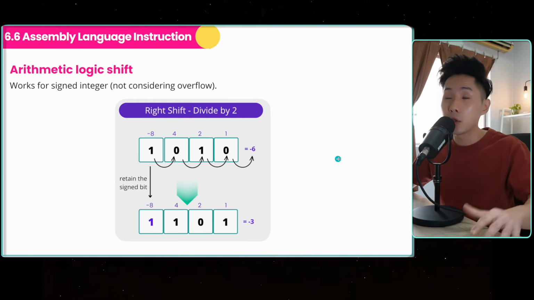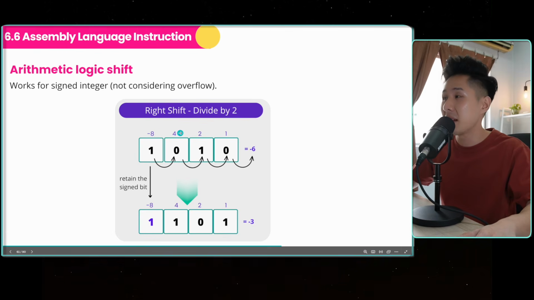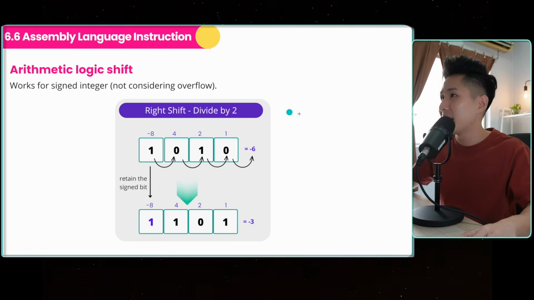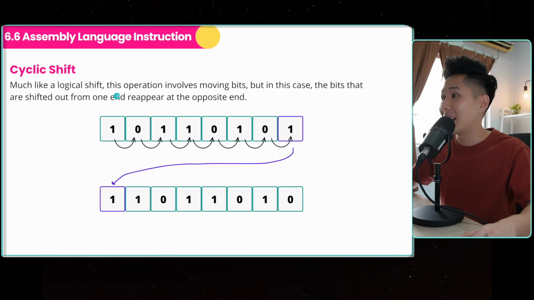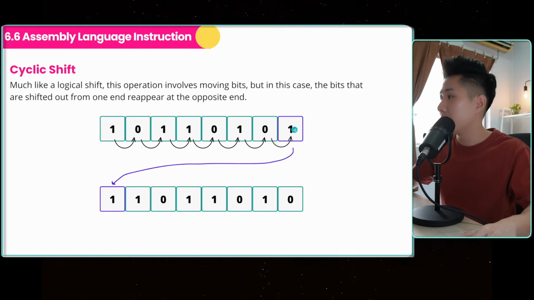But of course, there's a solution to this. You can use an arithmetic shift, meaning I retain the sign bit and only move the other bits. So this is when a right shift will work, considering that the overflow problem is not occurring. Another way you can do it is a cyclic shift. Instead of just deleting the bit, you move the rightmost bit to the leftmost bit. So this is what we call a cyclic shift.